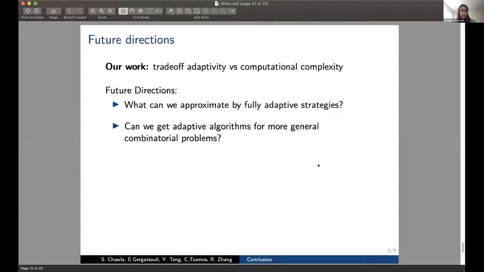So basically, our work shows this trade-off of adaptivity versus computational complexity, and a couple of open questions would be: what can we approximate with fully adaptive strategies, and can we actually use these adaptive algorithms for more general and maybe harder combinatorial problems. And that's all. Thank you very much. If you have any questions, I'd be happy to answer.